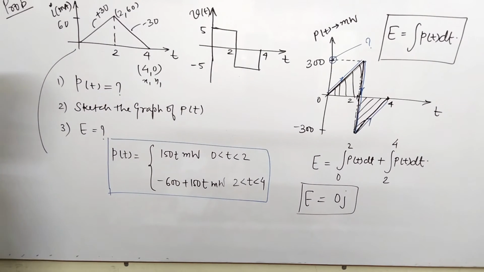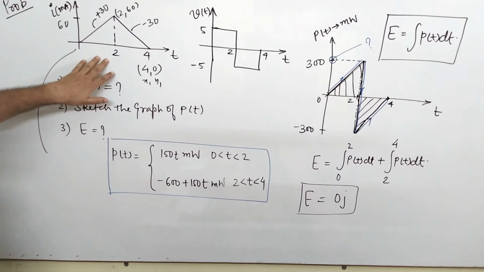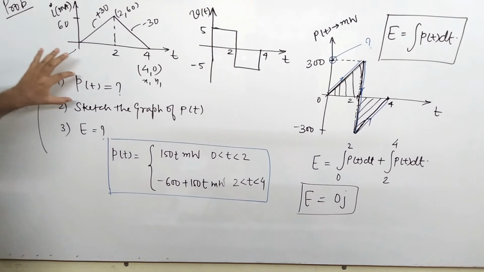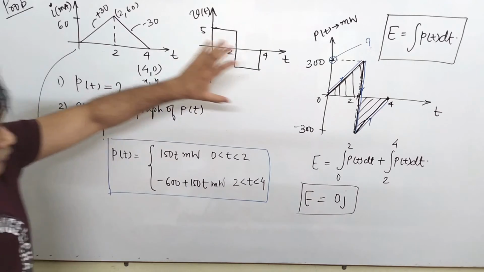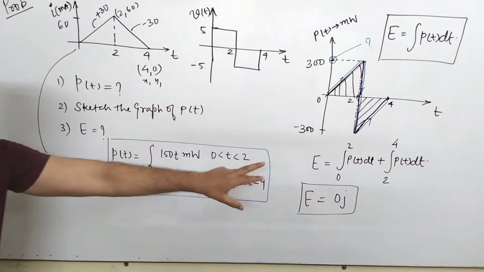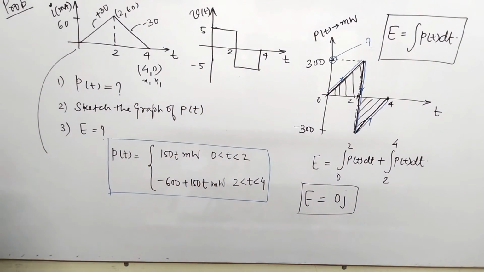So this is all about this problem, a very important problem, in which, with the help of i(t) and v(t), we have found the p(t), then we have redrawn the p(t) here, and finally we have found the energy. Okay, we go for the next problem.